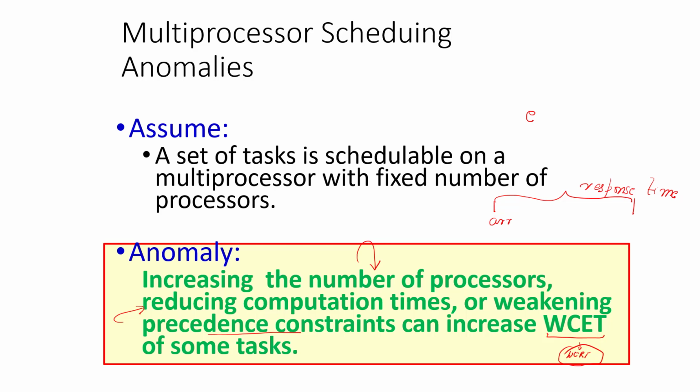So the worst case response time actually increases when you expect it to decrease, in the sense when you provide more resources, you expect it to decrease, but in some cases it may increase, surprisingly so. That's an anomaly.